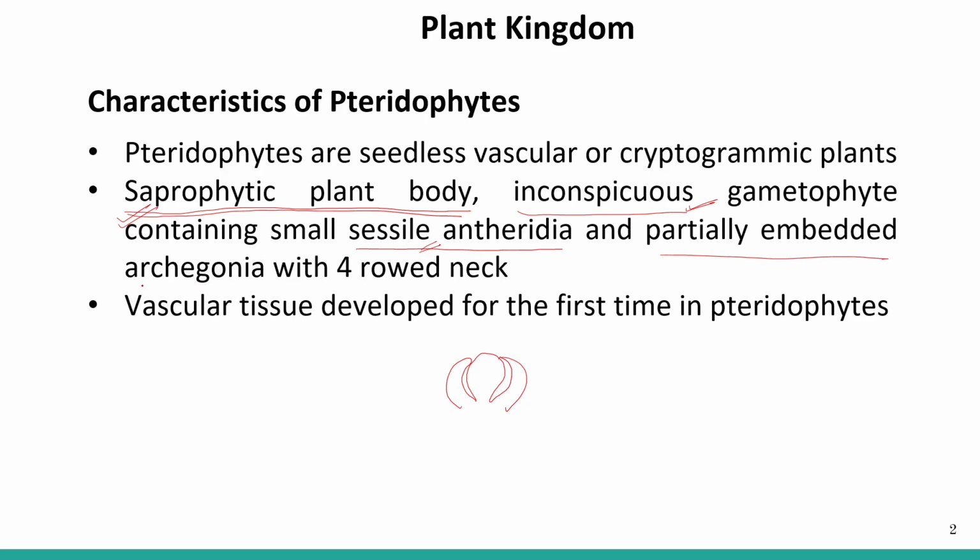thallus-like structure, whereas archegonia have a neck of 4 rows. Now this is the first time the archegonia appear surrounded with a neck of 4 rows. So this is one of the very important characteristics of the pteridophytes. Vascular tissue developed for the first time in pteridophytes. So this is the first time that vascular tissue can be seen in plants. So that is why they are also called vascular cryptogamic plants.